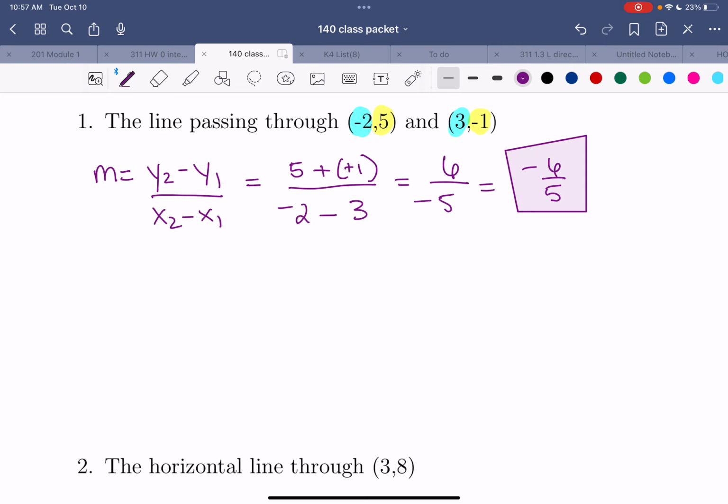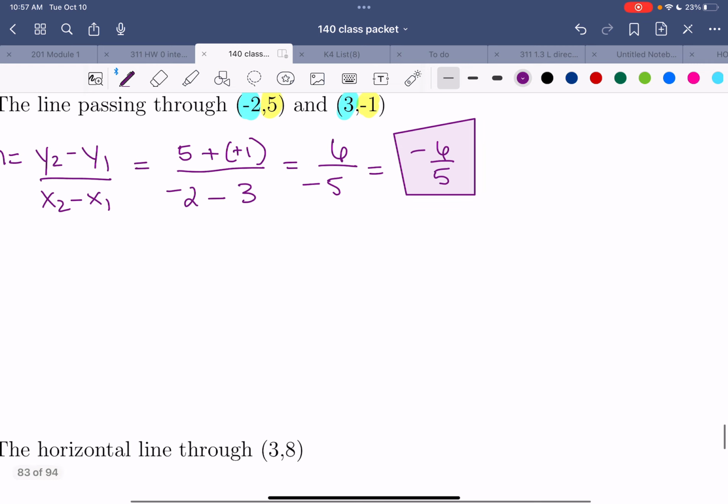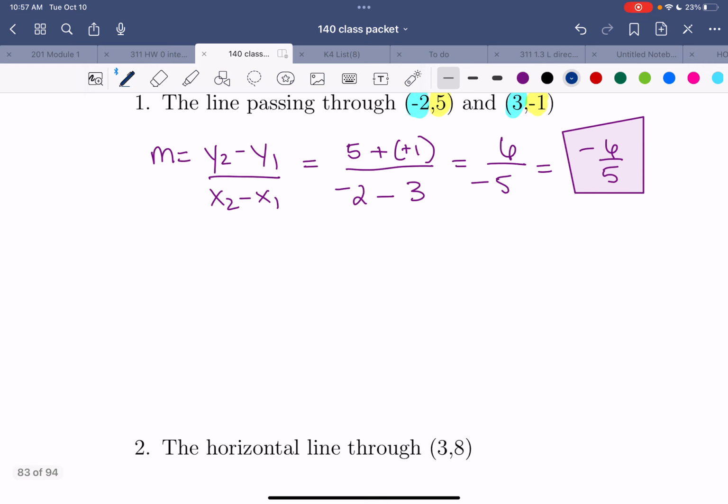That paired with either one of these points. Now, if you don't, you've got 2 options here. You can either use point slope, so you can just put this in here, right? So option 1 is point slope.